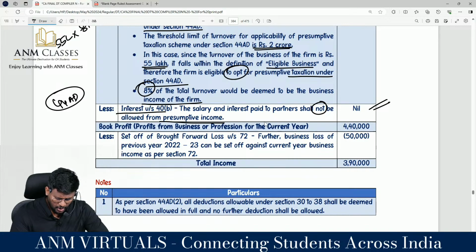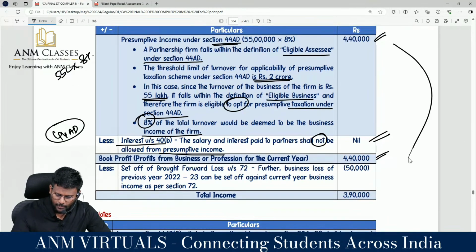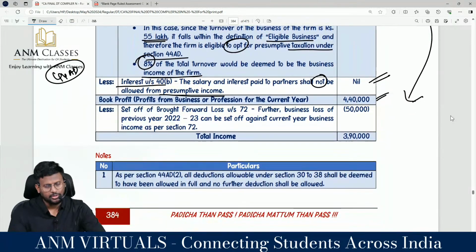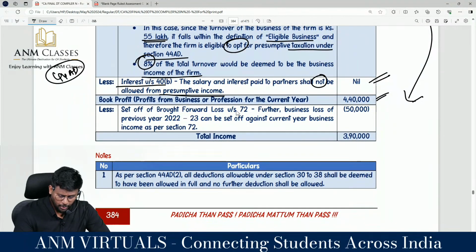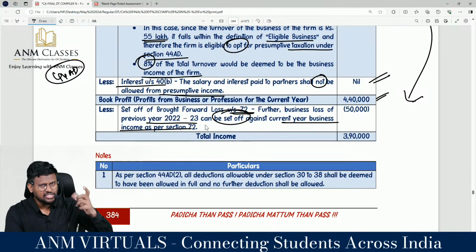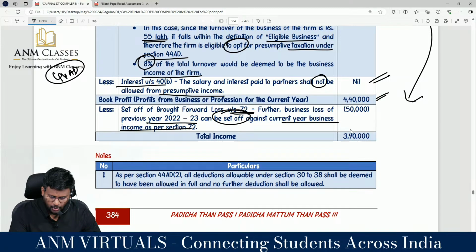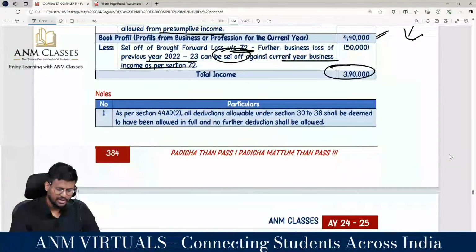What is the book profit? Profit from the business or profession for the current year is the turnover into 8%, 4,40,000. Let's set off the brought forward loss under section 72. Further, business loss of previous year can be set off against current year business income as per 72. This is not within the ambit of 30 to 38 and 40B. Hence, since this is covered in 72, sir, you can set off 50,000. So the total income is 3,90,000.